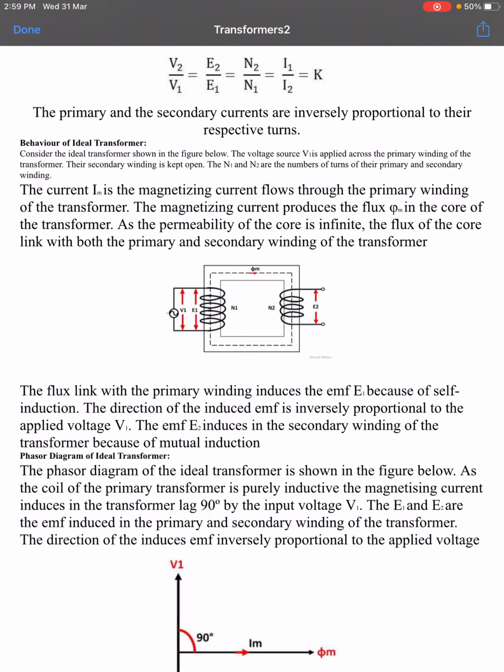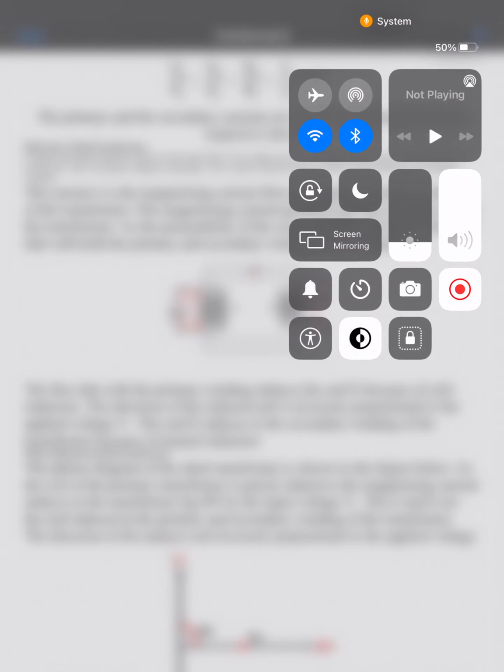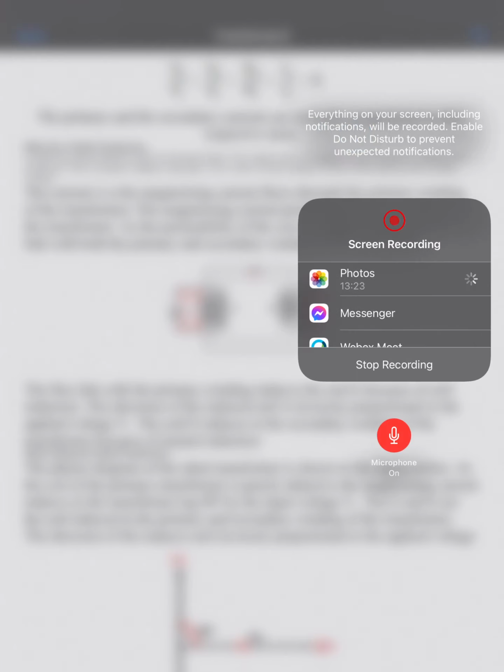What are the losses here? The core loss as well as the I square R loss, meaning copper loss. In core loss we get hysteresis and eddy current losses. I square R losses are the copper losses. Okay, this is about the ideal transformer.